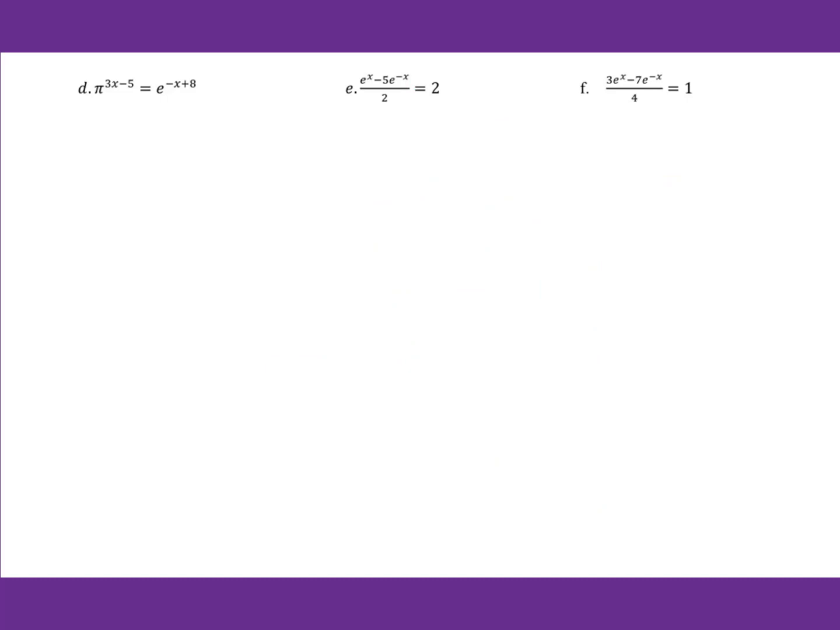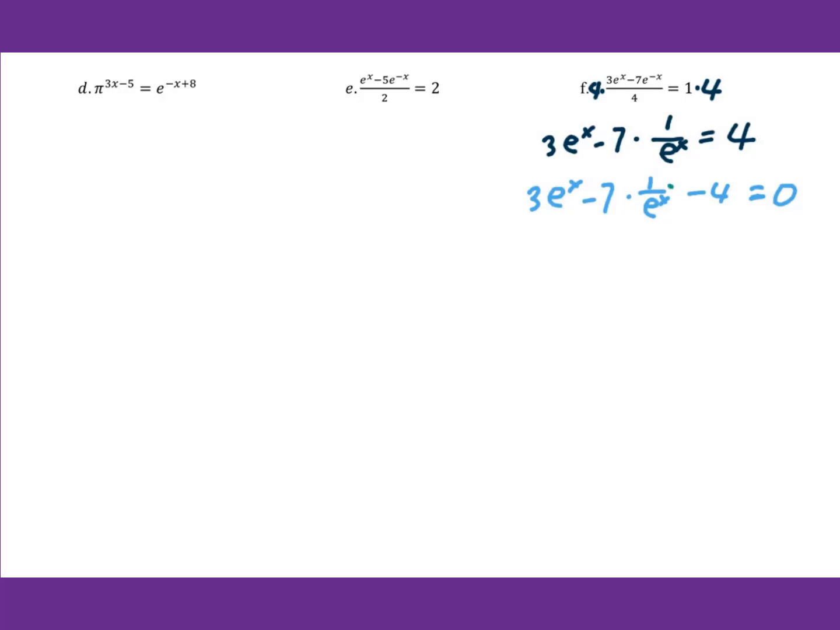Now let's go to F. First step, multiply by 4 on both sides. You will get 3e to the x power minus 7, change e to the negative x power into 1 over e to the x power, equals 4. We know this is a quadratic pattern equation. Therefore, 3e to the x power minus 7 times 1 over e to the x power minus 4 equals 0.